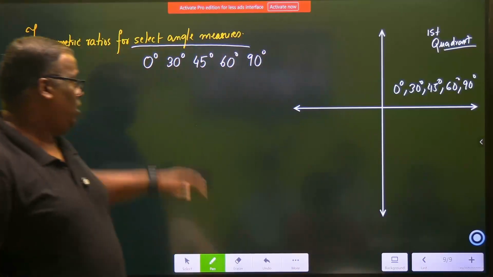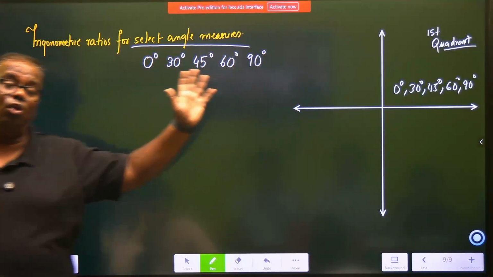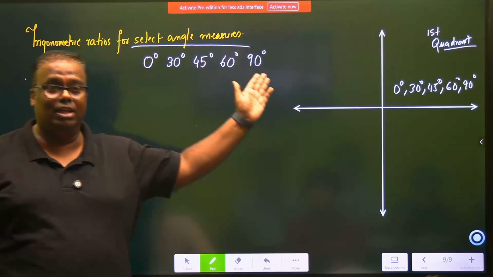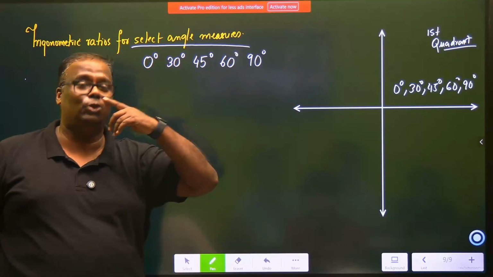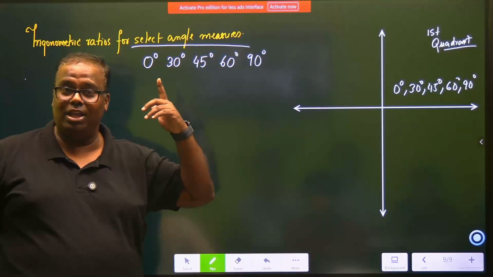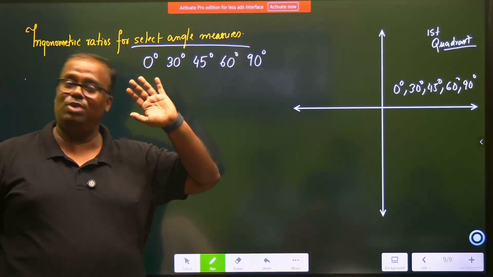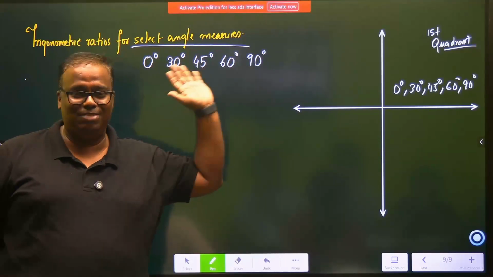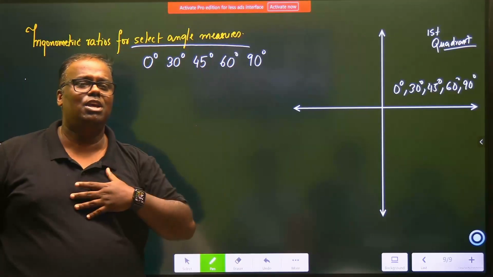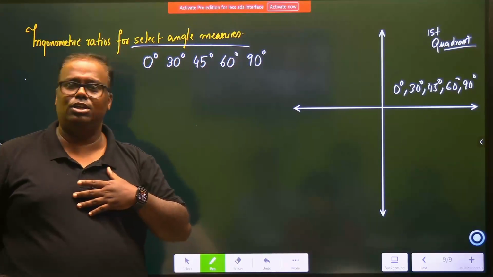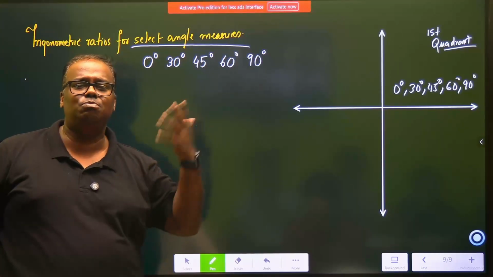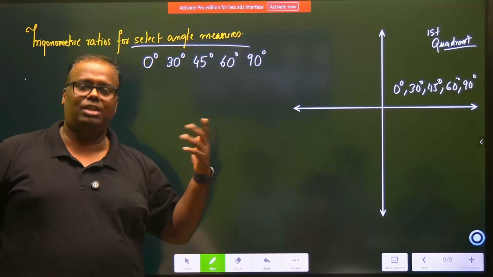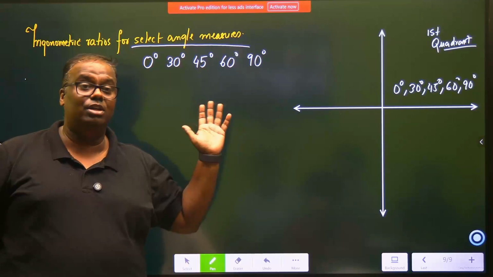Now, you have to know the values of all the 6 ratios for these 5 angles. Means 6 into 5, 30 values should be at your fingertips. It is not that easy. But lots of people like you have remembered them, so there must be some trick by which we do this. If you ask me, what is sine 30? Half. What is cos 30? Root 3 by 2. What is cos 60? Half. It is memorized. How is that coming so easy? So we should learn that technique.